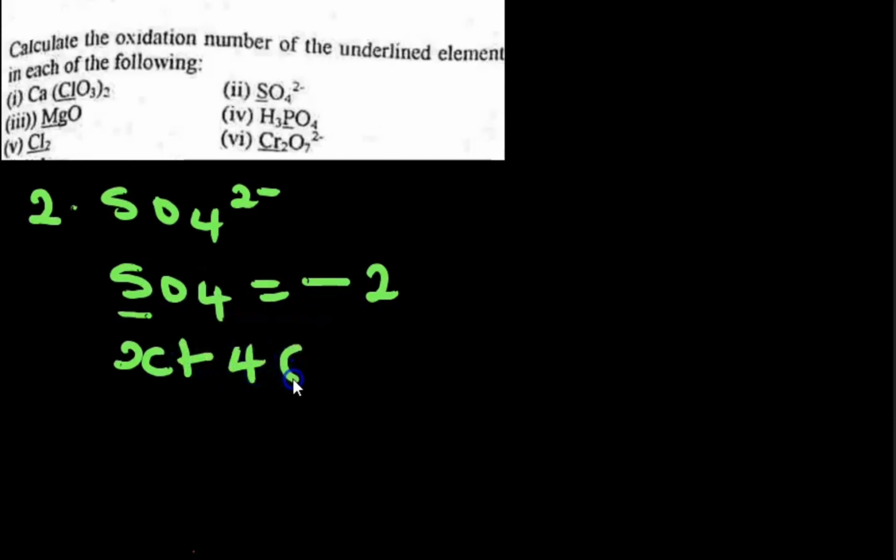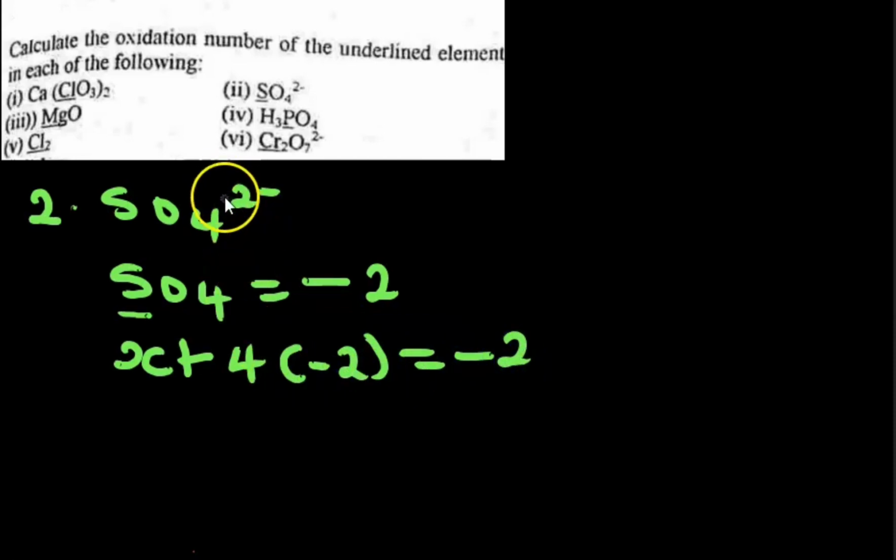For number 2, we have SO4 2-. Now this is a polyatomic ion, and for polyatomic ions, the total oxidation number is equal to the charge it is carrying. So it is fair enough for us to say SO4 is equal to -2. Now we are looking for the oxidation number of sulfur, so we can turn that to X. So X plus 4 open bracket -2 is equal to -2.